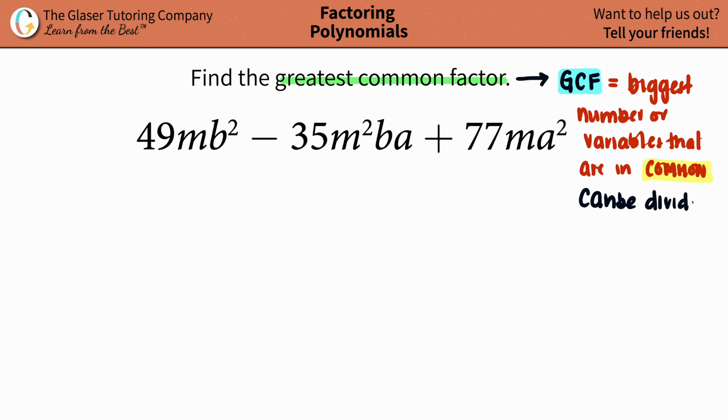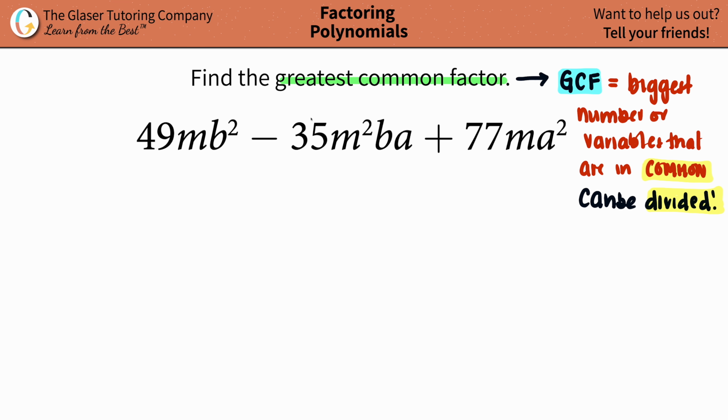Divided, so we're looking for something that can be divided equally between the three different terms. Your greatest common factor, or GCF, is always going to be the same number as these, or lower, because we're talking about division. If you have a 35, just know that your greatest common factor cannot be a 49 or a 77, because it can't be higher than what is given. It's always going to be lower.